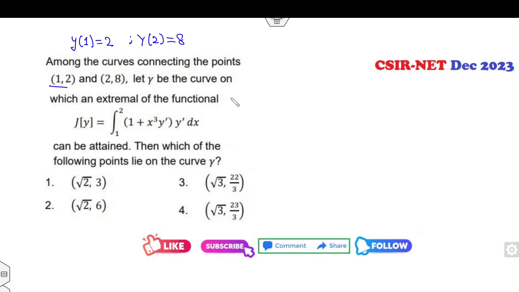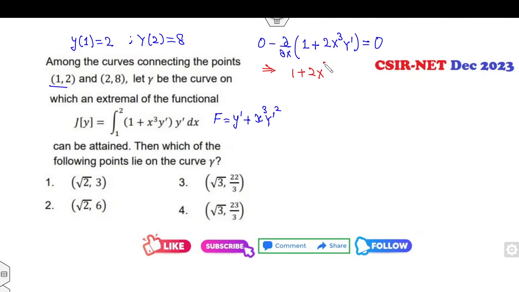Partial derivative with respect to y is 0, minus derivative of the partial derivative with respect to y dash, 1 plus 2x cube y dash, is my 0. Because what is the f? F is y dash plus x cube y dash square. So that means the derivative is a constant, 0, that means 1 plus 2x cube y dash is a constant. That means y dash is c minus 1 over 2x cube. I can take c minus 1 over 2 as another constant. So y dash is a over x cube.